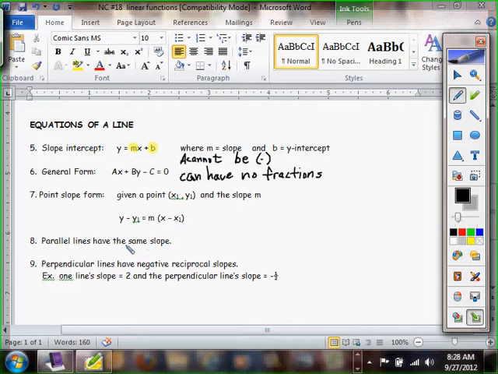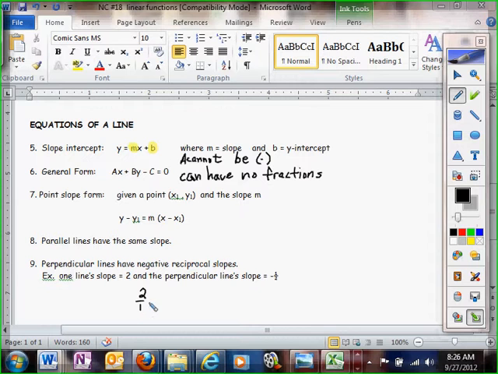Number 8, something that probably most of you remember is that parallel lines have the same slope. That's very important to know. And 9, some of you might remember, but it's a little bit more difficult, is that perpendicular lines have negative reciprocal slopes or opposite reciprocal slopes. And the example of that is if one line's slope is 2, then the line that's perpendicular to it, its slope is negative 1 over 2. Because you can write 2 as 2 over 1, and its opposite reciprocal is negative 1 over 2, which is where we get the slope of its perpendicular line.